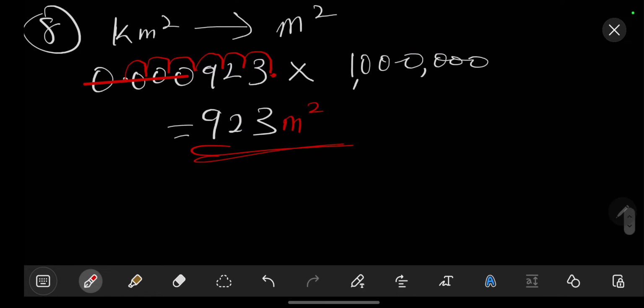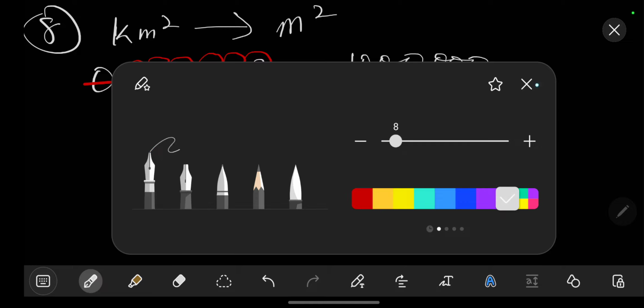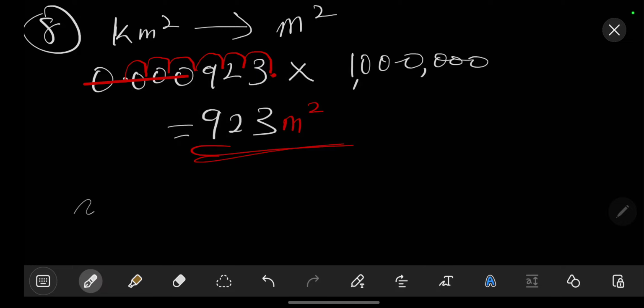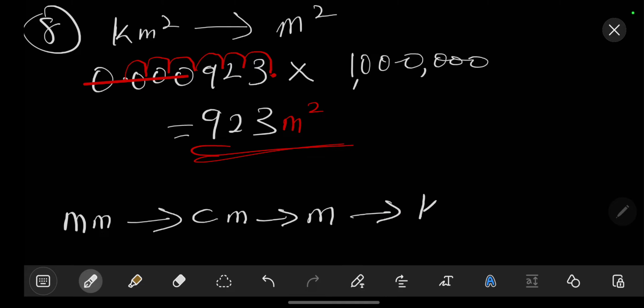I believe you enjoyed it. And for those of you who are in limbo as to which is bigger than which, let me tell you really quick. Firstly, you have millimeter. Then you have centimeter, which is bigger than millimeter. Then you have meter, which is bigger than centimeter. Then you have kilometer, which is the biggest here. So this is a sequence, so you know that.